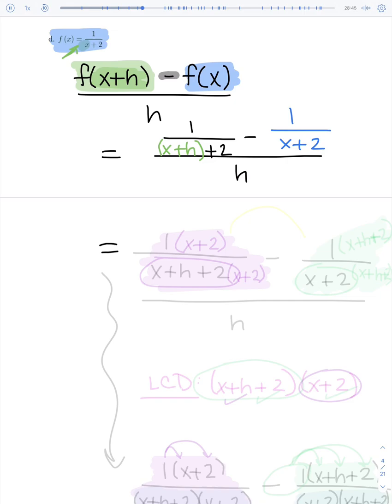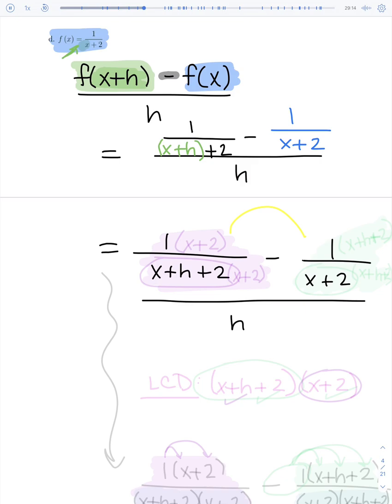Well, what we're going to do is, let's first rewrite it. 1 over x plus h plus 2 on the first fraction, minus 1 over x plus 2 on the second fraction, and then we've got another big fraction with all of this over h. What we're going to do with these two fractions is get a common denominator. The goal is to bring these two pieces together.